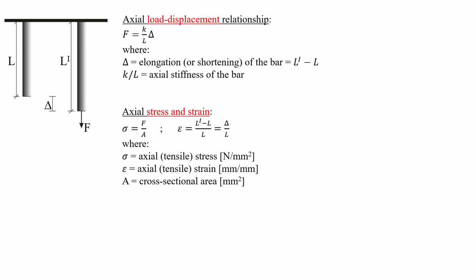And the actual axial strain, stress and strain. So we've got stress there and strain there. Try and remember what the symbols mean. So stress is F over A and strain is delta over L. Again, it's just a recap from last week.